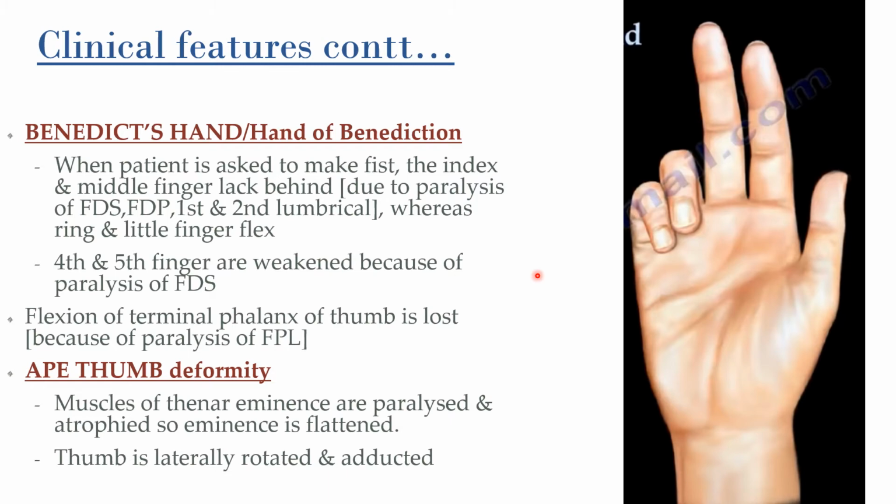And hence, when this patient is asked to make a fist, the index and the middle finger lag behind. However, he is able to perform flexion at the 4th and the 5th digit. So the patient will have a presentation like this. Another deformity is ape thumb deformity, in which flattening of the thenar eminence occurs.